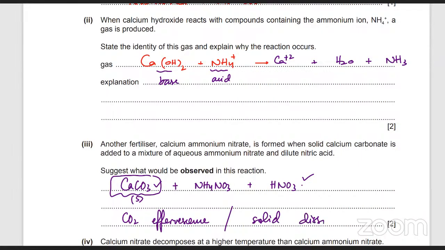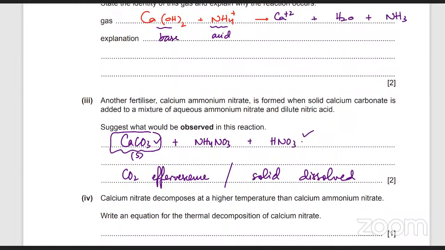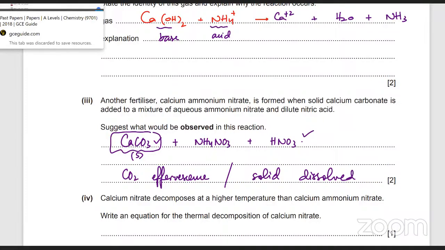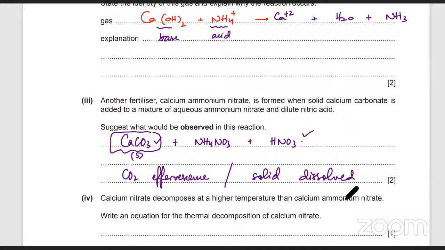There's no color change because they're not transition elements; they don't form colored compounds. There's no precipitate forming either, since all nitrates are soluble. So pretty much nothing would happen in this case apart from the solid dissolving.